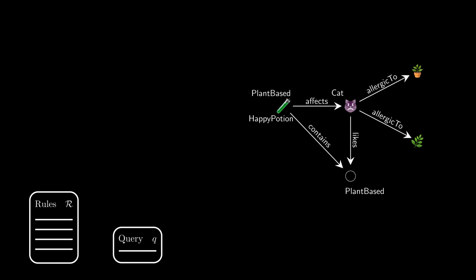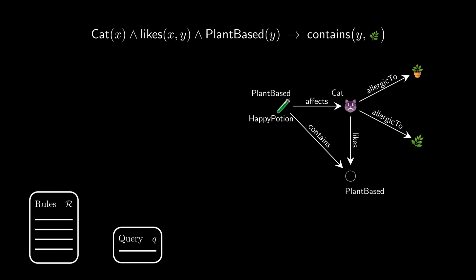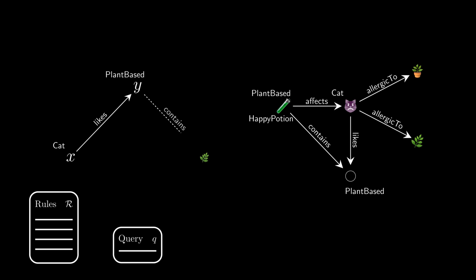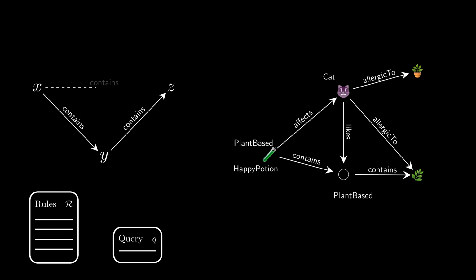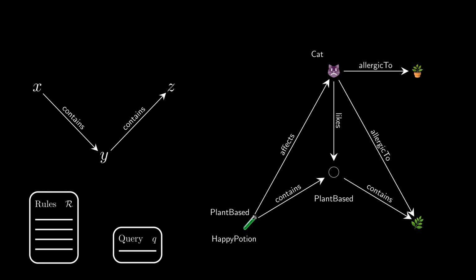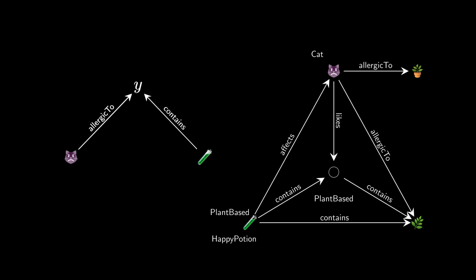Exactly. And as the third rule tells us, if a cat likes something that is plant-based, then this something contains catnip. But the fourth rule just expresses that the contains relation is transitive. That means that the potion itself must contain catnip. So it was indeed an allergic reaction. I will send the antidote so that Kiki can go back to black again.